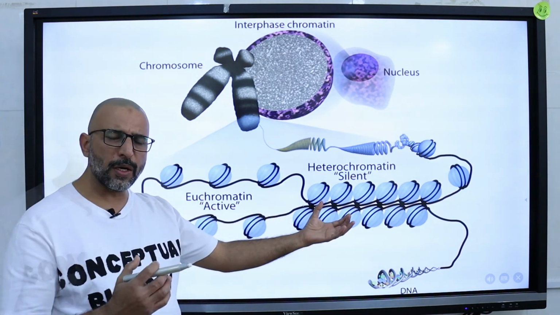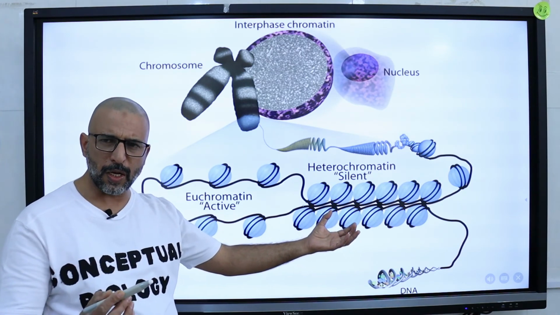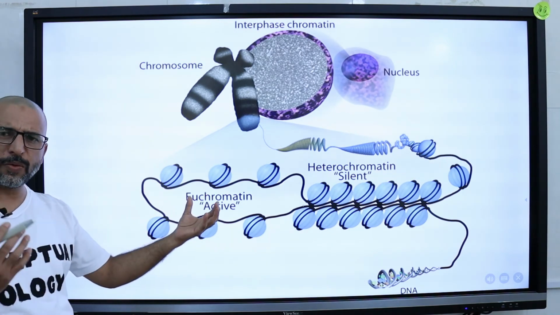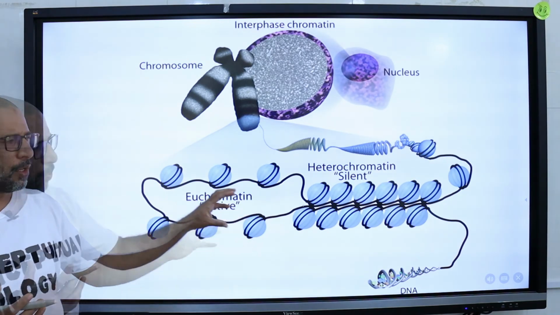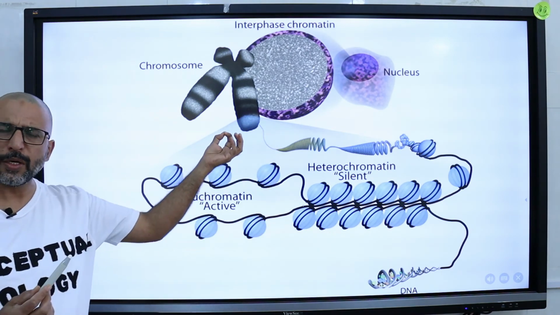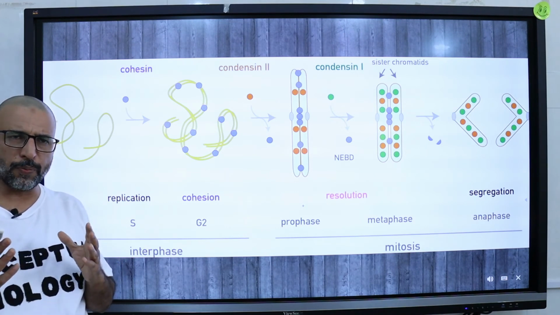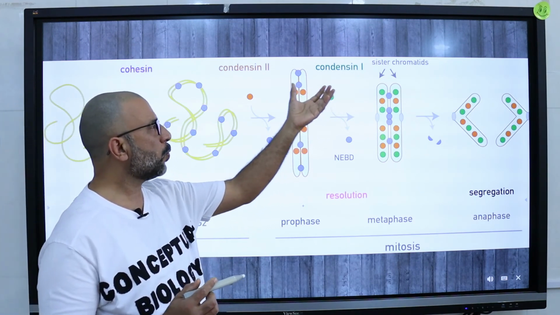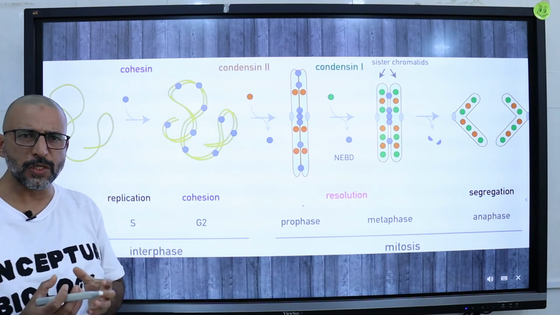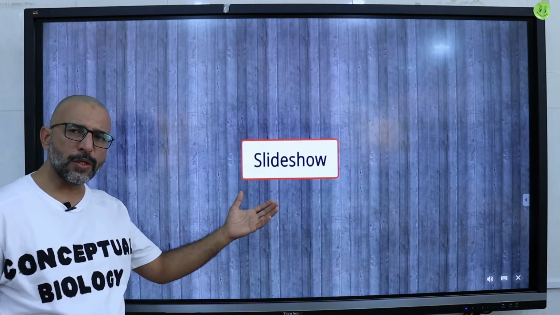euchromatin. Heterochromatin is highly condensed and the genes are never transcribed. Euchromatin is less condensed and has actively transcribed genes. Now the chromatin fibers supercoil to form a chromatid of 700 nanometers. Cell biologists have identified a group of proteins, condensin 1 and condensin 2, collectively known as condensin, required for chromosome compaction. Let's watch this slideshow.